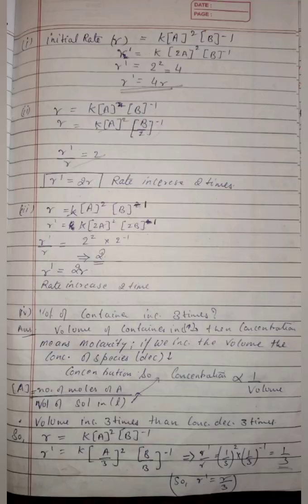So in the first question they are asking, concentration of A is doubled alone. So in the answer you can see the initial rate R is equal to K A square B minus 1. This value is already given to us. So R dash is equal to K (2A) square B minus 1. R dash is equal to 2 to the power 2, which is 4, and R dash is equal to 4R.